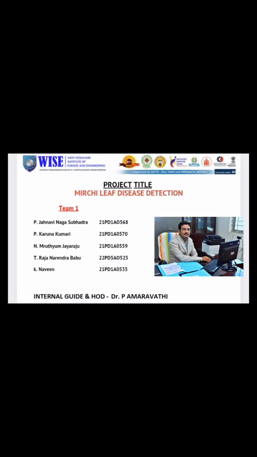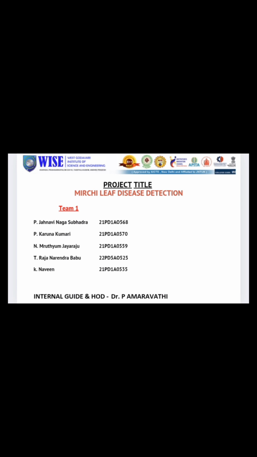We have done a project on chili leaf disease detection using AI and deep learning. It is presented by P. Jahnavi, P. Karuna, Jayraju, Naveen and Narendra. AI and deep learning help to detect chili leaf disease quickly and accurately. Using image processing and CNN models, diseases like leaf spot, leaf curl, and yellowish can be classified.